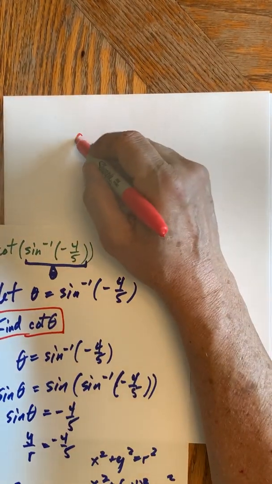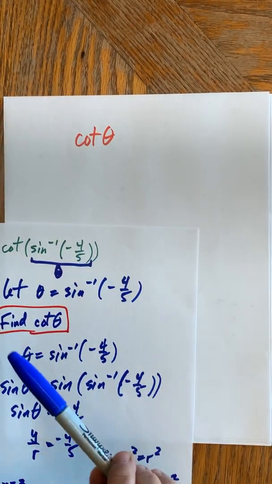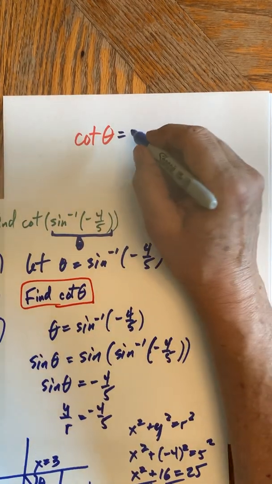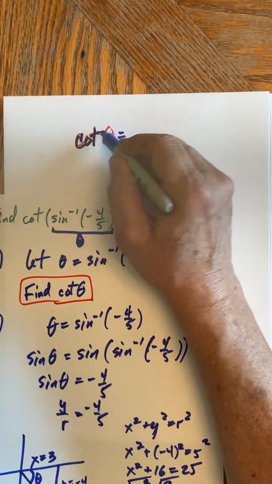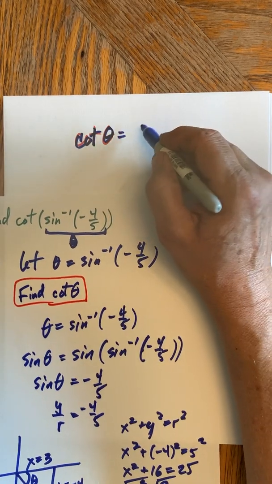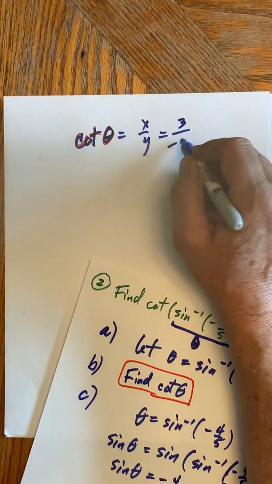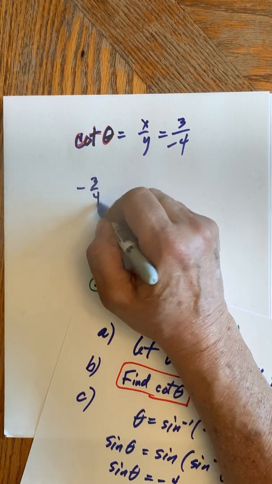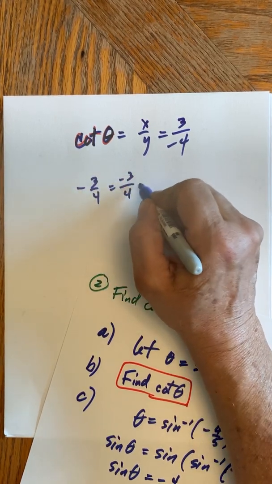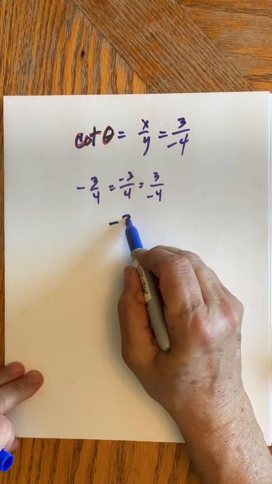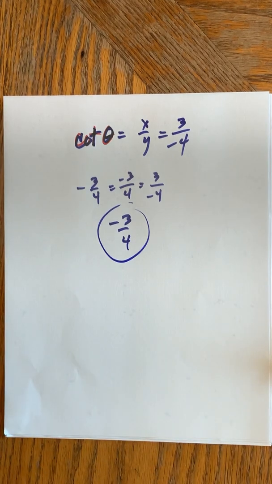So when I find cotangent of theta, what's the definition of cotangent? And you should know that without looking it up. So x over y. Now I look at my triangle and I say, oh, x is 3, y is -4. So you could write it -3/4. And it doesn't really matter if you write it like this or like this. They're all the same. But that's your basic answer: -3/4. Okay. All right. Next one.